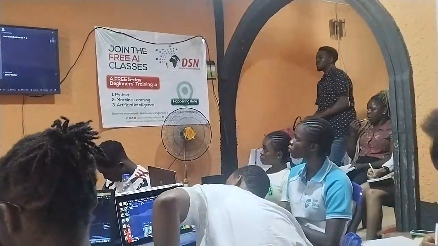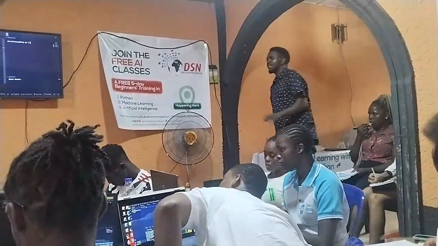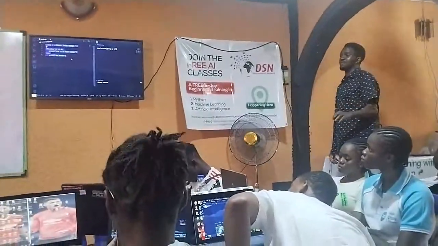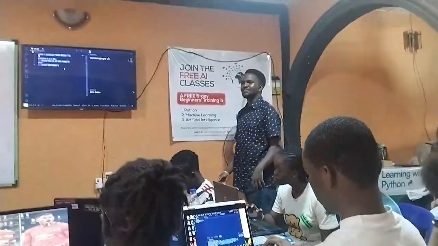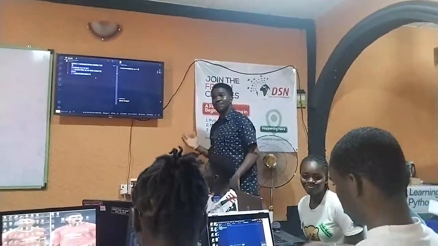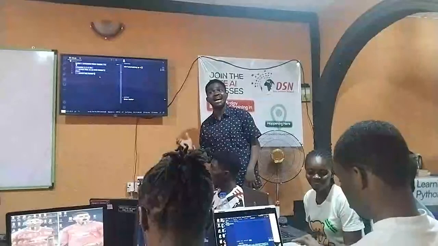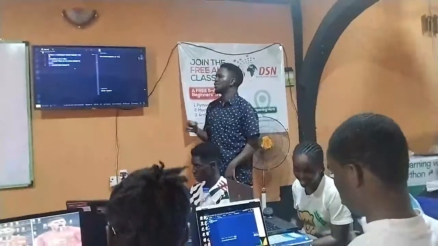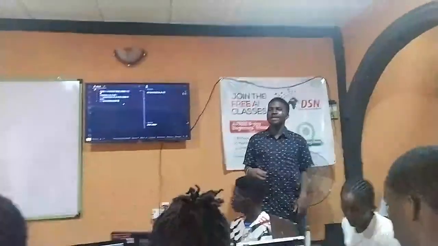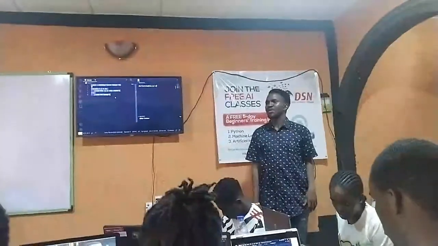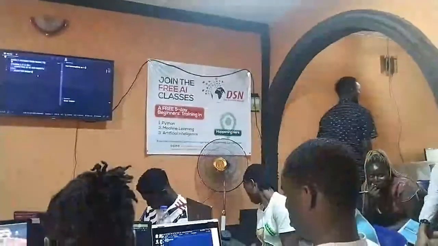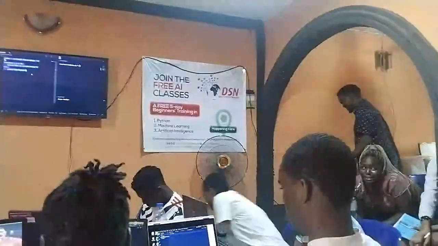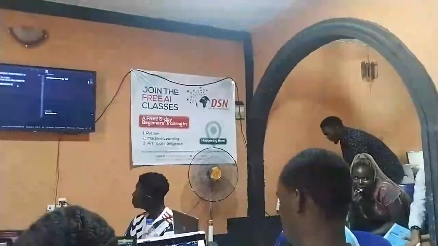When you work with a function, you must use the reserved keyword called def. You use the def, followed by the function name. The def followed by the function name.